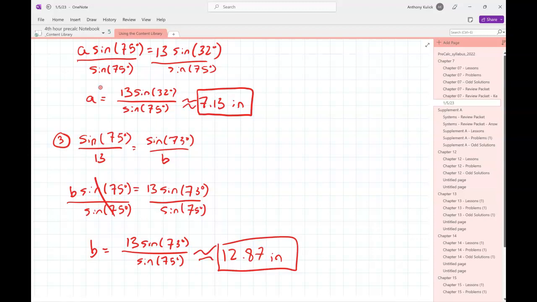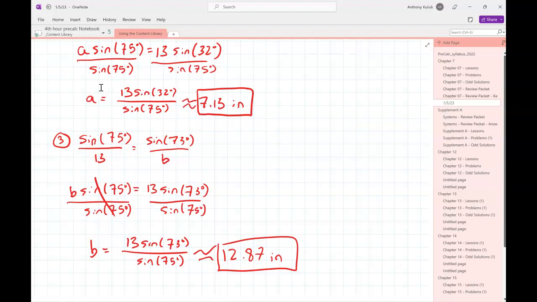How did you get, like, example number 3, from that form to the next one, where it was b sine 75 over sine 75? So I cross multiplied. So I have b times sine 75 equals 13 times sine 73. And then I chose to divide by sine 75 on both sides to get the b by itself. No problem.